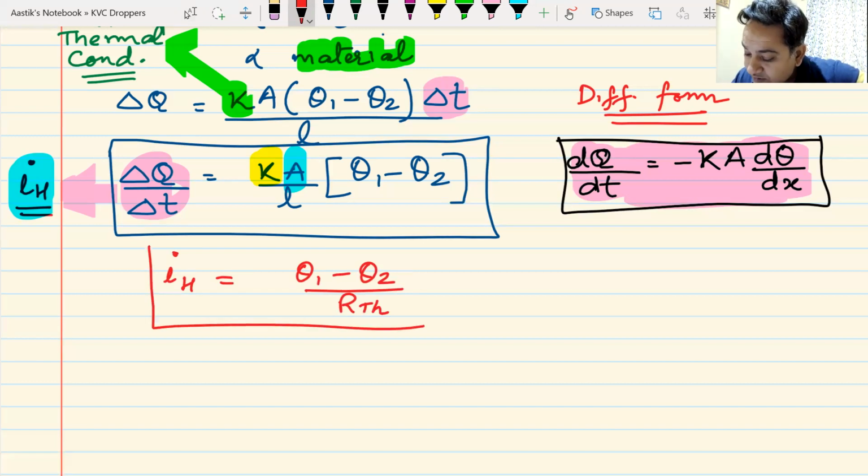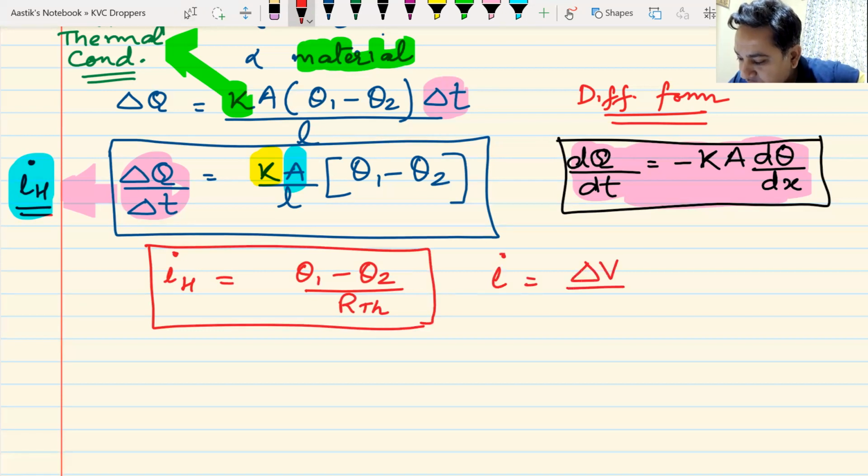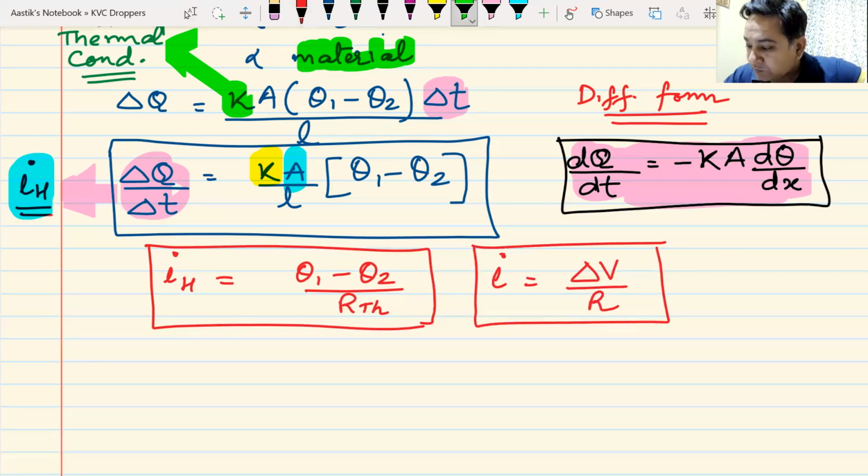This now starts to look in the form where I is equal to delta V, the difference in potential, divided by R. Yes or no, my dear friends? This I here was electric current. This I here is thermal current. This delta V was difference in potential. It is now replaced by delta theta.